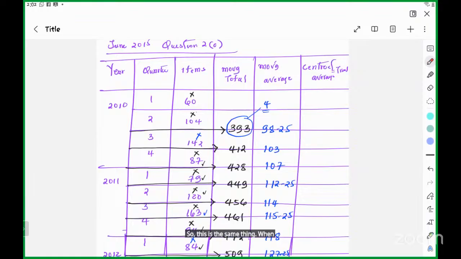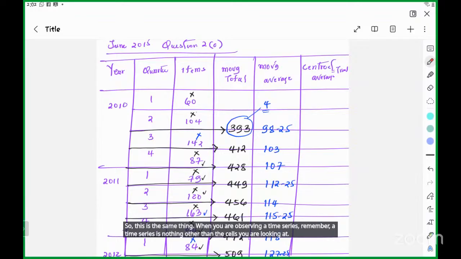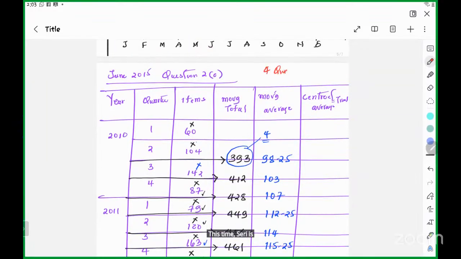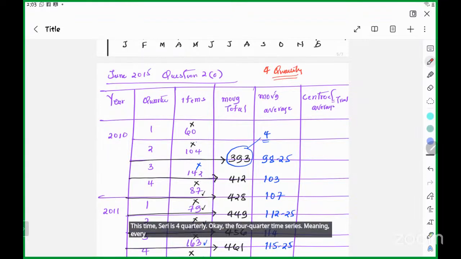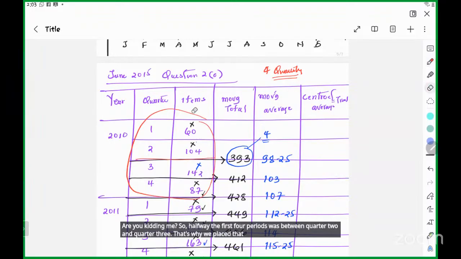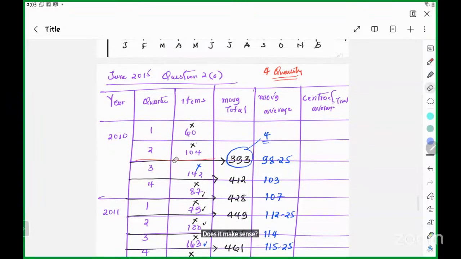When you are observing a time series, remember, a time series is nothing other than the sales you are looking at, or the cost you are looking at. So midway the period of the time series, you stop to observe performance. This time series is 4 quarterly, meaning every after 2 quarters, you must observe what has been done. So halfway the first 4 periods was between quarter 2 and quarter 3. That's why we placed that total there. Does it make sense? Yes.